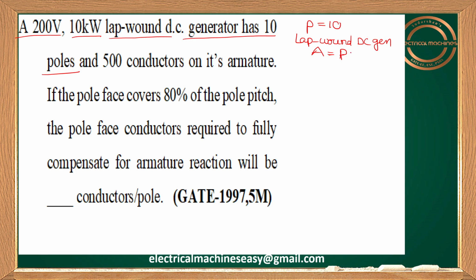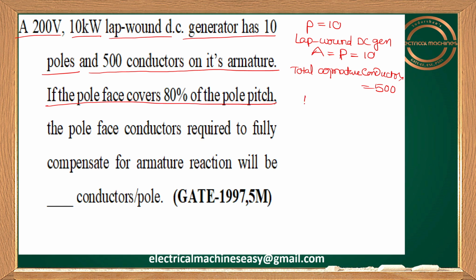Number of parallel paths A equals the number of poles, which is 10 here. And 500 conductors on its armature, meaning total armature conductors, that value is 500. If the pole face covers 80% of the pole pitch, meaning he has given pole arc by pole pitch, the value is 0.8.